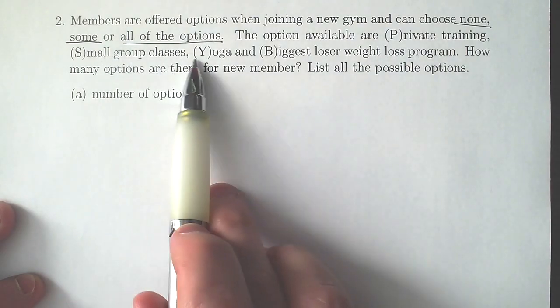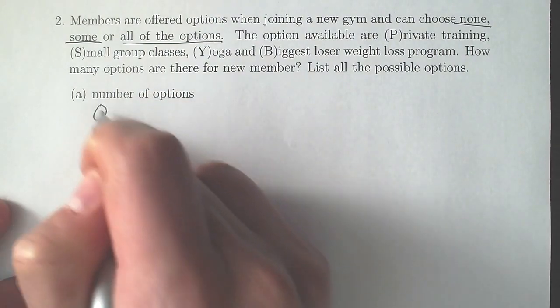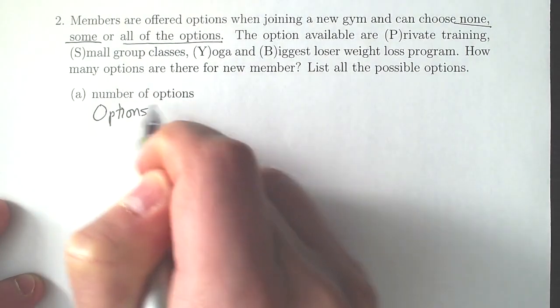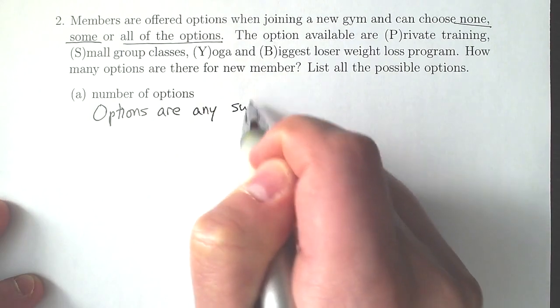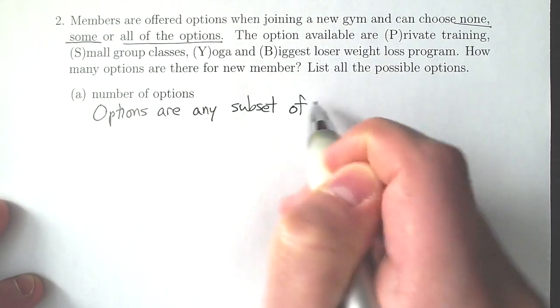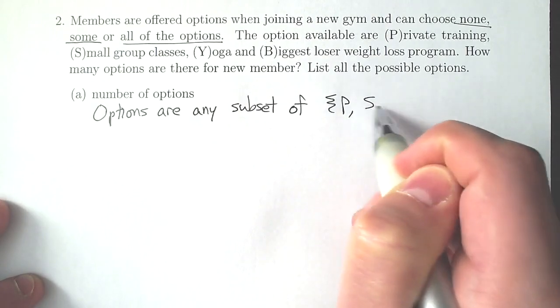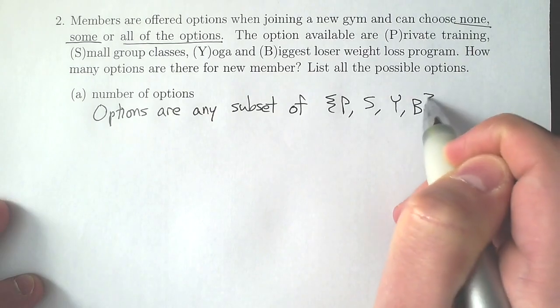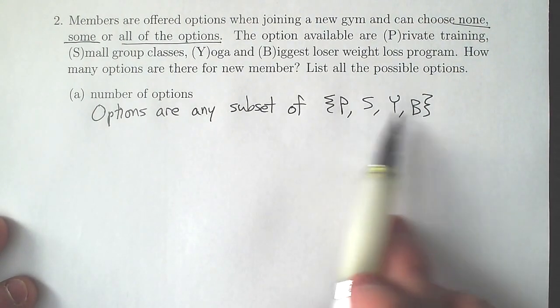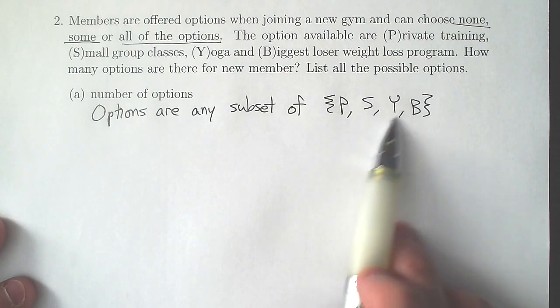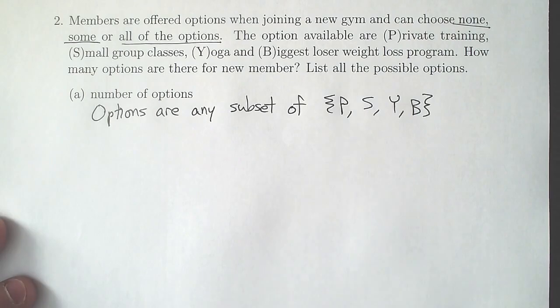If these are the 4 things available to us, I feel like the options to me as a member are any subset of P, S, Y, and B. Yeah, this is kind of something you could think of as subsets. Because I could choose everything, all four of them, or I could just choose some of them, or even I could choose none of them. That's still technically a subset.